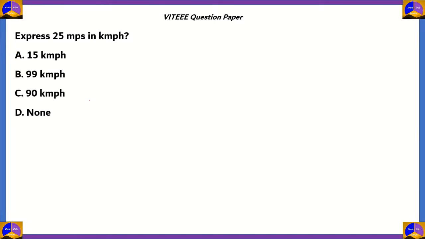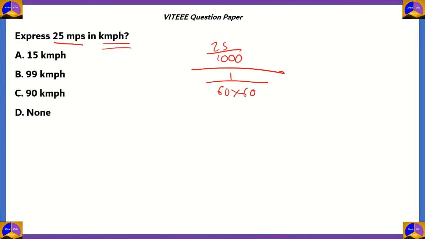Now, we need to do the opposite in this question. Here, we're given the value 25 meters per second, and we need to convert this into kilometers per hour. So 25 meters, and since 1 meter is 1 by 1,000th of a kilometer, it'll be 25 divided by 1,000. And then since it's per second, so 1 second divided by 60 into 60. So basically 25 divided by 1,000 into 60 times 60, which is 3,600. So both the zeros get cancelled.